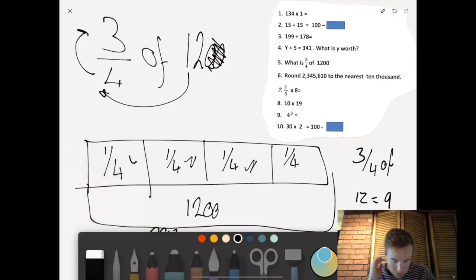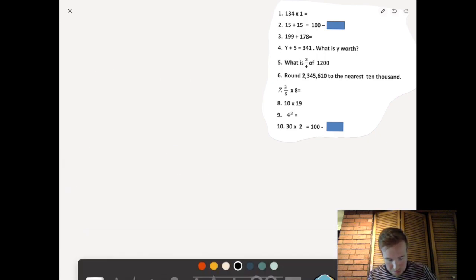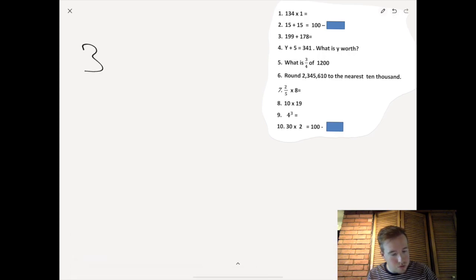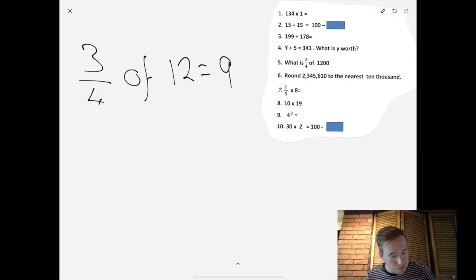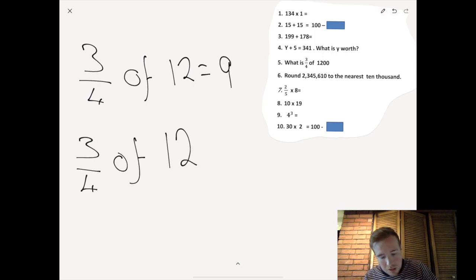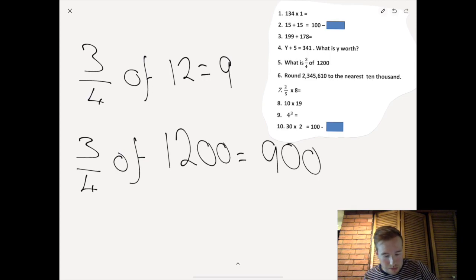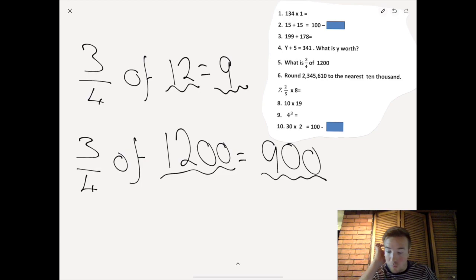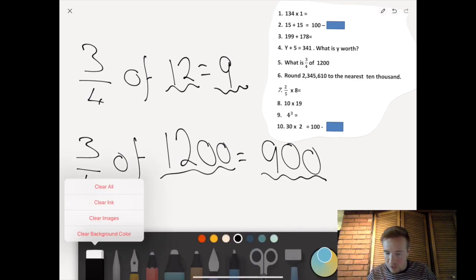Okay, so 3/4 of 12 equals 9, so 3/4 of 1,200 equals 900. So that is 100 times bigger than that, which means my answer here needs to be 100 times bigger than my answer there. Okay, I do hope I explained that one all right. I think I got a little bit lost in the explanation there, so I do apologise if that one confused you a little bit.